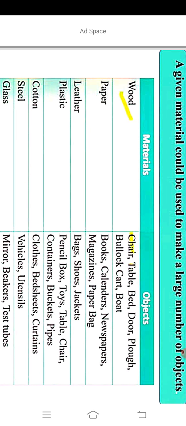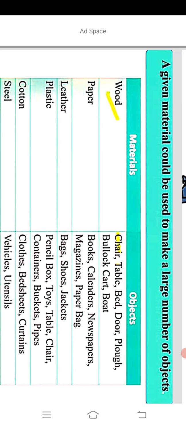Steel. Steel is used for the formation of vehicles, utensils. Glass. Glass is used for the making of mirror, beakers, test tube. Okay, so a given material could be used to make a large number of objects. I hope it is clear to you.